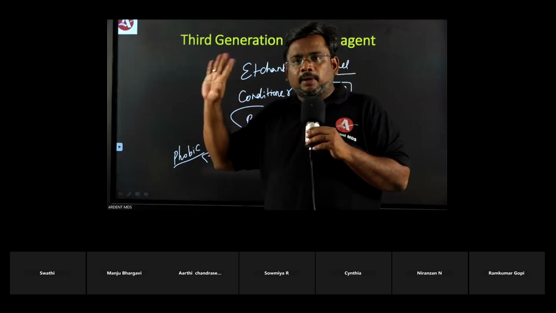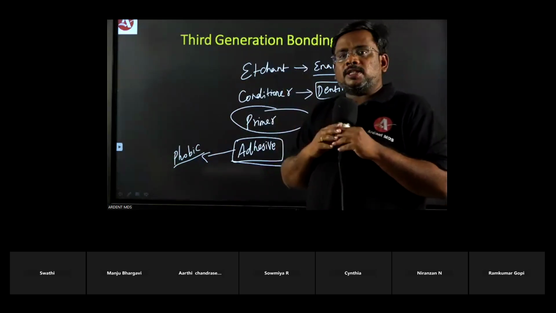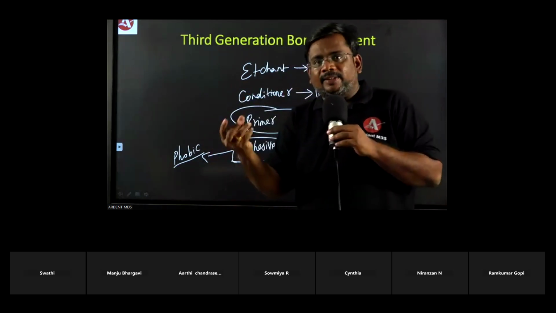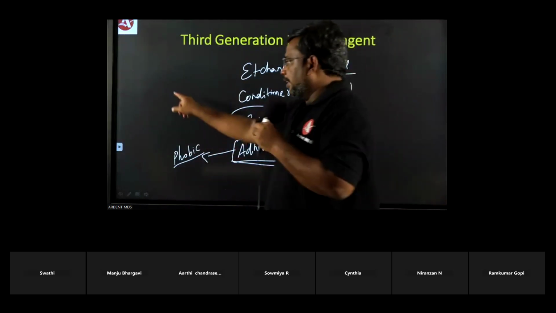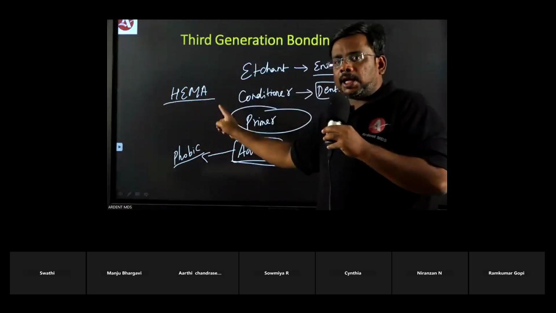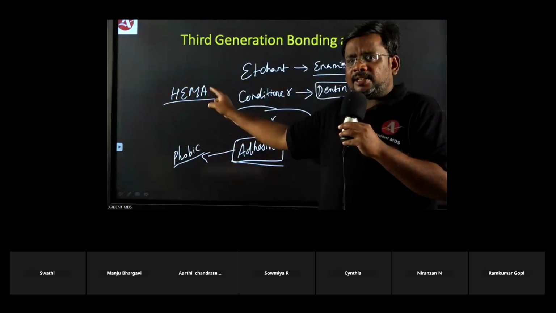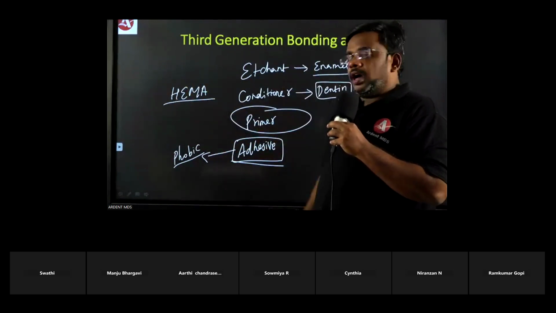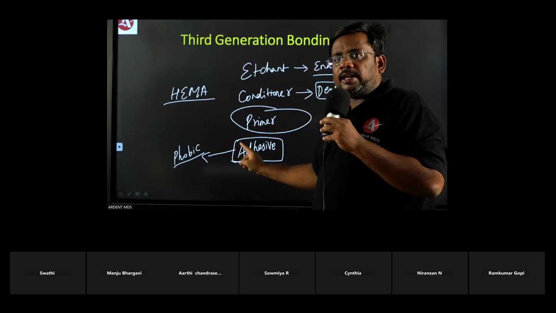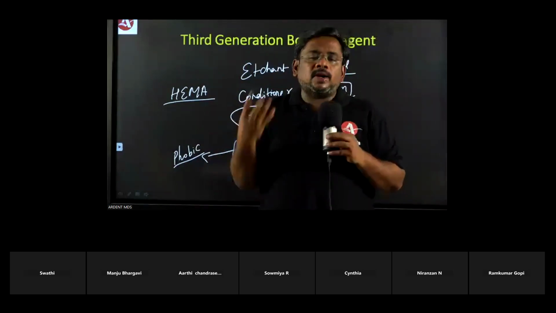Very simple, right? So what is called a primer? Primer is a bifunctional monomer: acetone dissolved in some resin. The resin mostly used is HEMA, hydroxyethyl methacrylate. Students, this is an old All India question. Hydroxyethyl methacrylate is a hydrophilic resin, not hydrophobic. But the resin in the adhesive and in the composite is a hydrophobic resin.